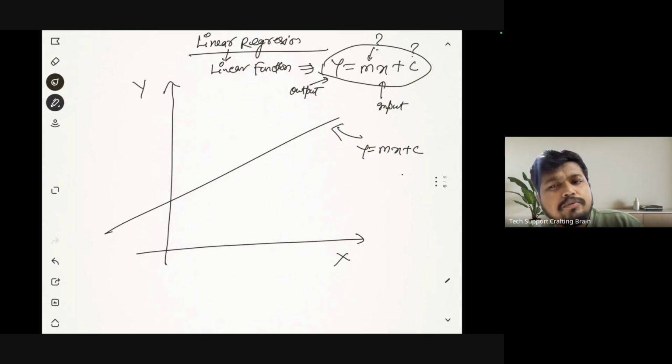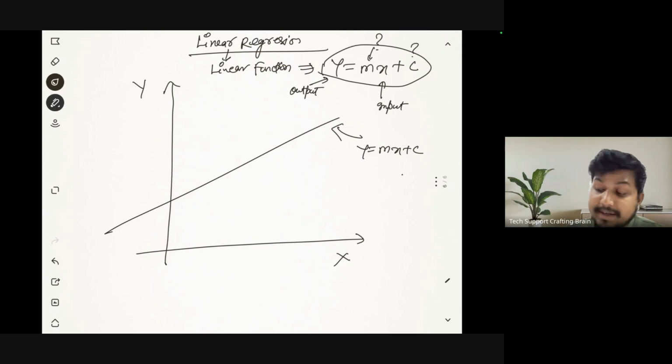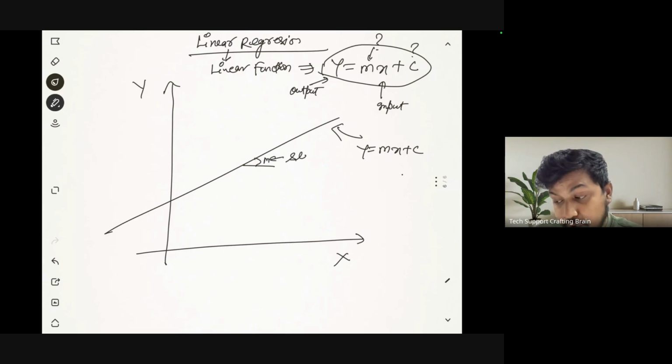So y is equal to mx plus c, and this straight line we created on that graph. Okay. Now, what is m and c? m is nothing but, guys, the angle of the line. Angle means slope. What we call it is slope, guys. So this is your m value, which is nothing but your slope.